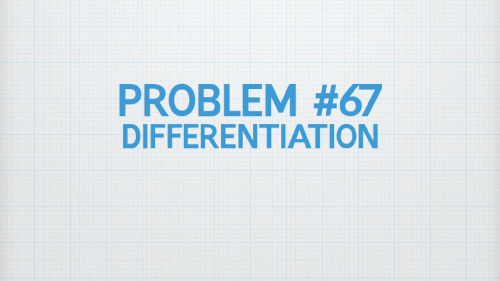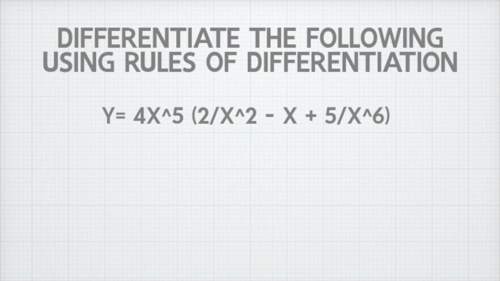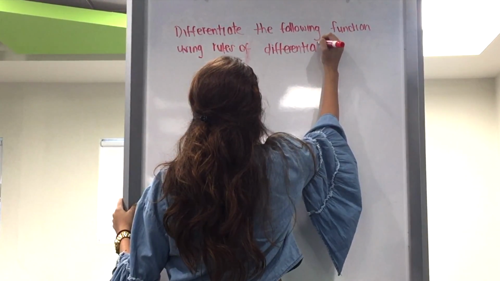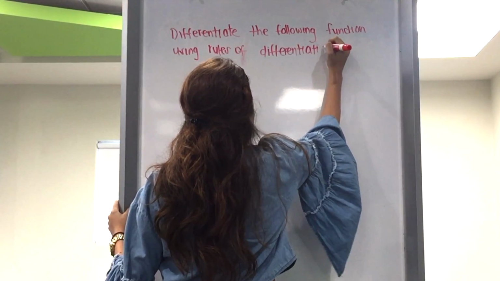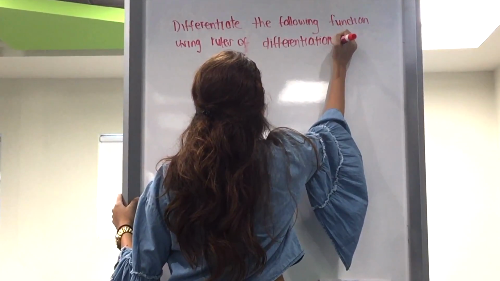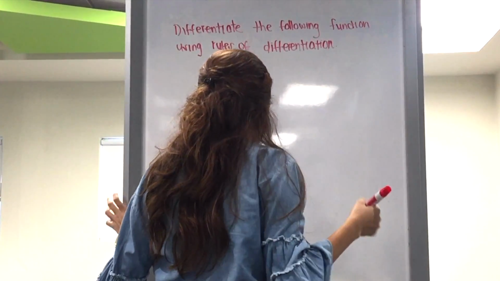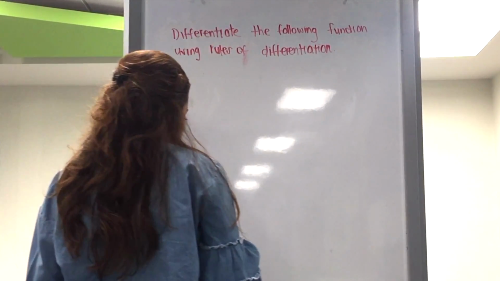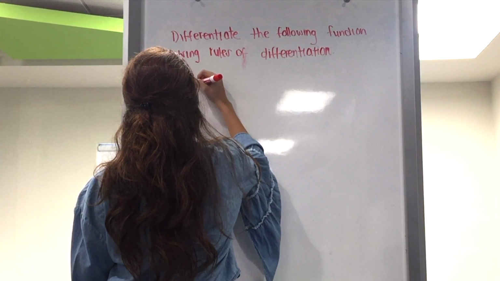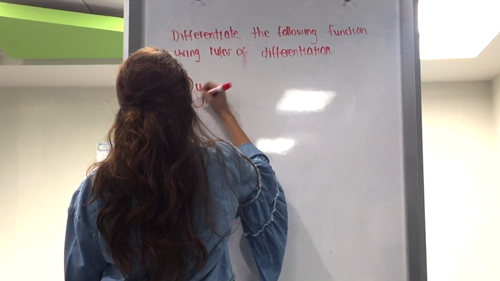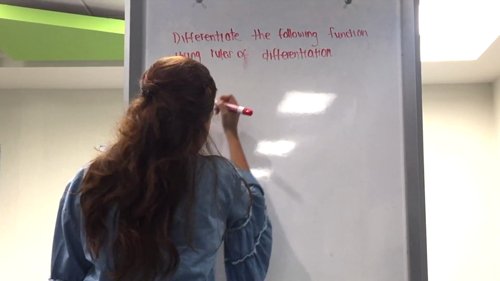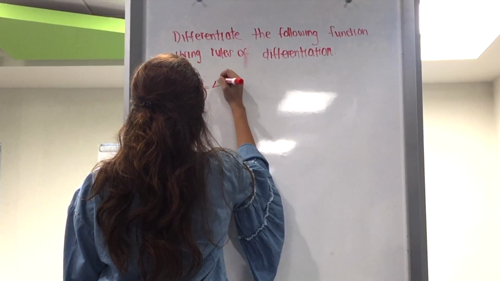Now problem 67, which is: differentiate the following using rules of differentiation. Y equals 4x to the 5th power, open parentheses, 2 divided by x to the 2nd power, minus x plus 5 over x to the 6th power, close parentheses.